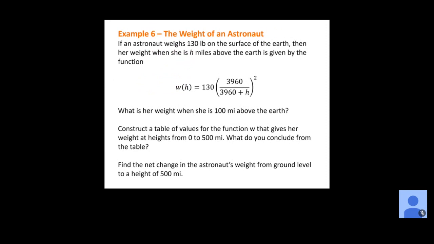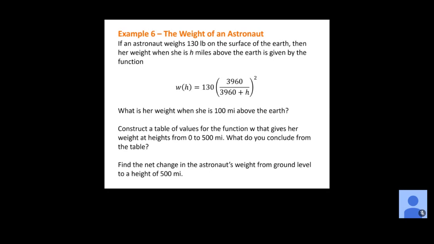All right, example 6 now. So the weight of an astronaut. An astronaut weighs 130 pounds on the surface of the Earth. Her weight when she is h miles above the Earth is given by the function, right? And so this is a pretty complex function here, 130 times 3,960 over 3,960 plus h, all squared.